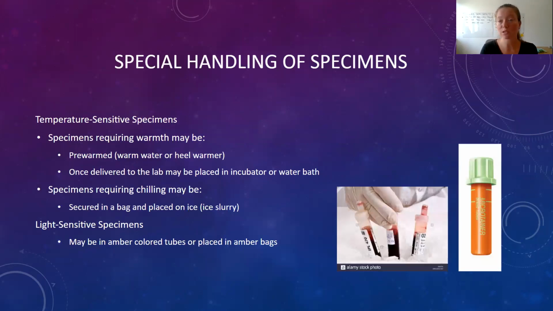In particular, we're going to talk about when specimens need to be kept warm, need to be chilled, or when they're light sensitive. So certain specimens need to be kept warm. And this might actually start with the pre-warming of the tubes. And this is done by either keeping these tubes in a warm water bath or by wrapping a heel warmer around the tubes until we're ready to collect the specimen.